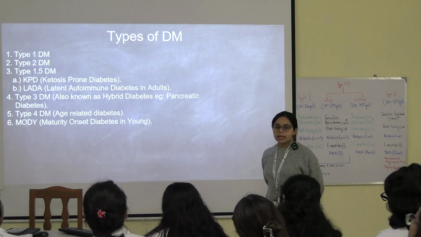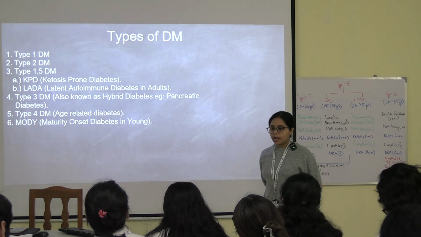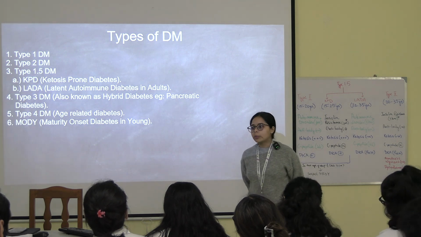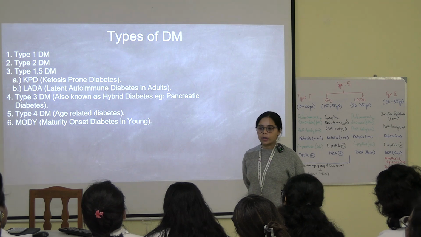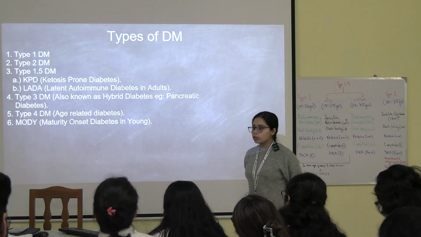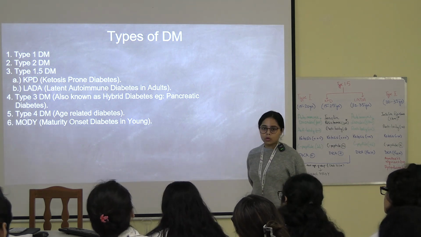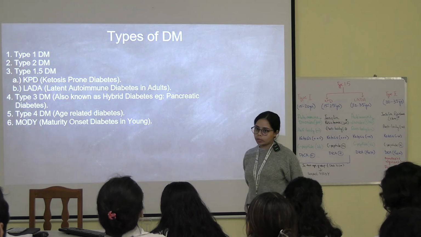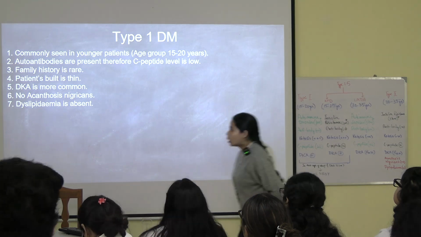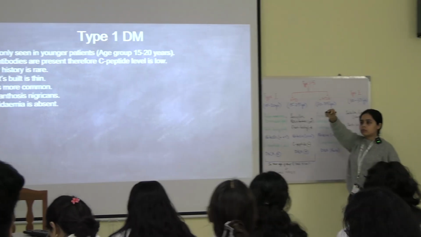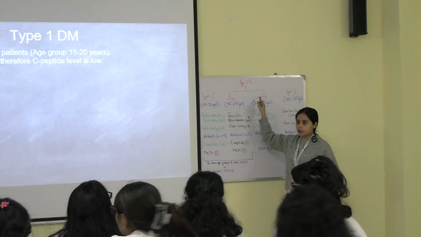So if Benedict is positive, it means the patient could be having diabetes, right? So if the external examiners ask you what is diabetes and what are the types of diabetes, you should be able to say all these names, not only type 1 and type 2. Okay, so type 1 diabetes mellitus, look here on the board. Can you all see?